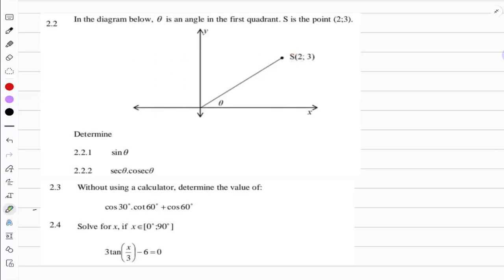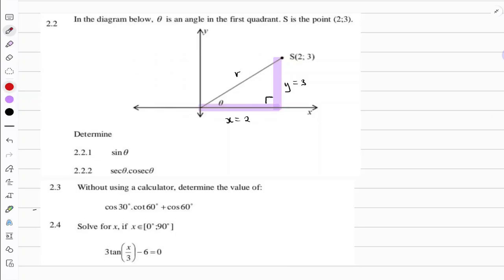So we see on the diagram that S is 2 units away from the origin on the positive x-axis. So your x value is 2 units. And S is 3 units away from the origin on the positive y-axis. So our y is equal to 3. And we don't have r. So we're working with a right triangle. We need to find r. We need to use Pythagoras' theorem.